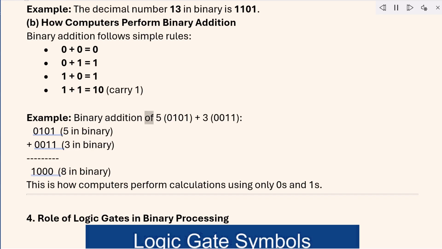Example, binary addition of 5, 0101, plus 3, 0011. 0101, 5 in binary. Plus 0011, 3 in binary. Equals 1000, 8 in binary. This is how computers perform calculations using only zeros and ones.